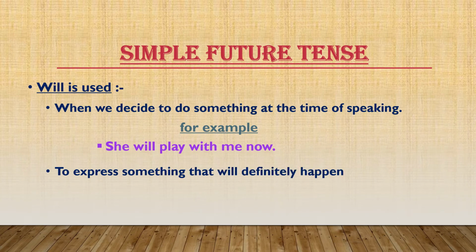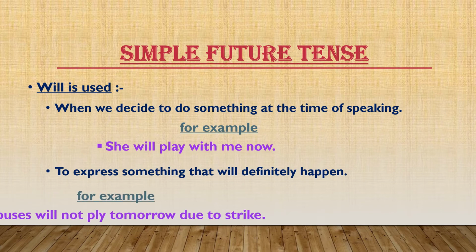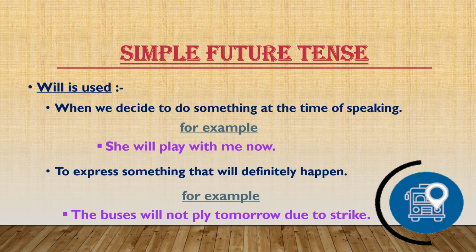Now, we use this word will to express something that will definitely happen. Something which you are very sure about that this is going to happen. There we use will. Let us take an example for the same. The buses will not ply tomorrow due to strike. Now, since tomorrow is a strike, buses are not going to move. This is for sure. So, when you're sure about something, you use this word will for expressing future events.